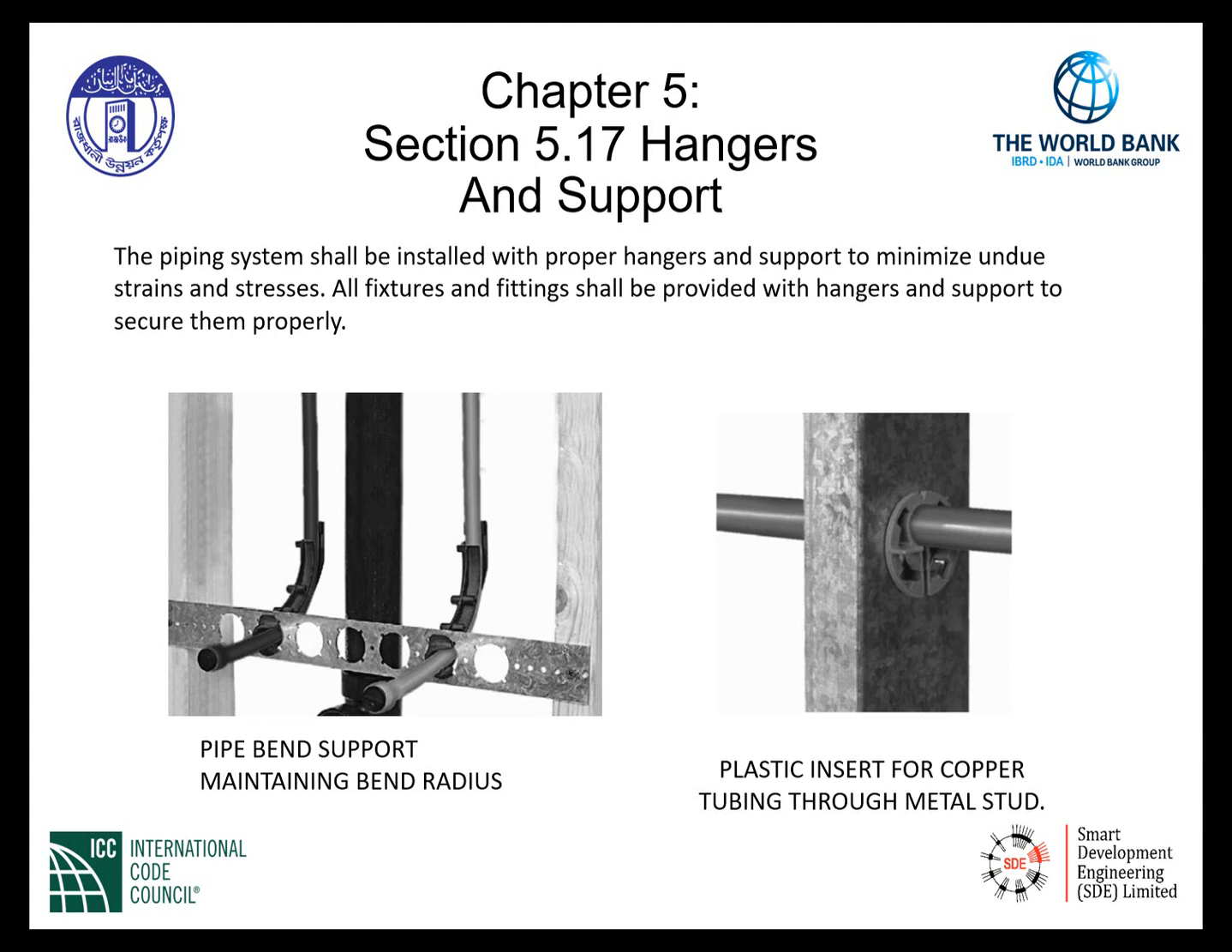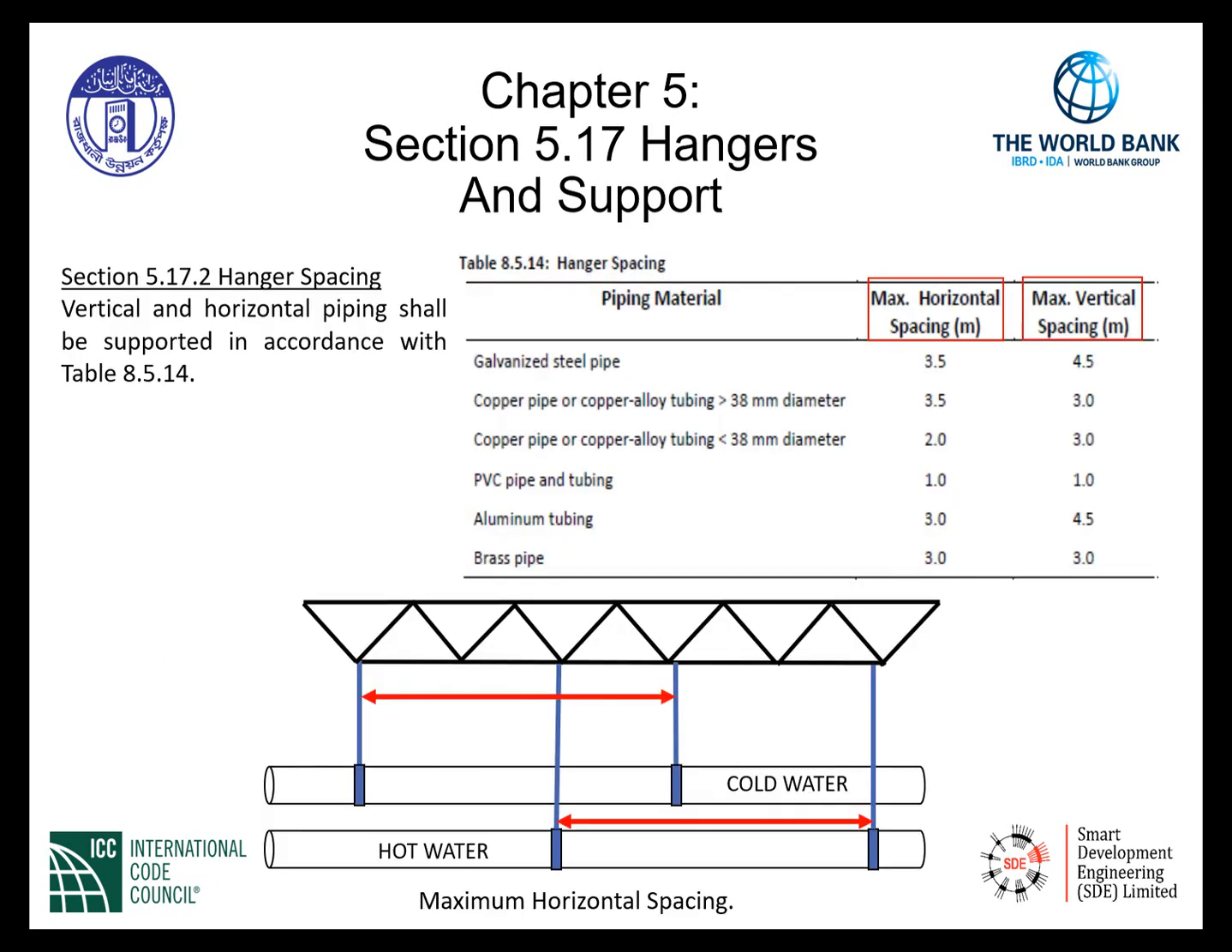As an example, we have pipe bent support maintaining a bend radius on the left-hand side. As the picture is shown, we have plastic materials that have been run with supports and adequate bending support as well. To the right-hand side, we have a plastic insert for copper tubing installed through metal studs that not only supports the pipe, but also protects it from the sharp metal edge of the metal stud.